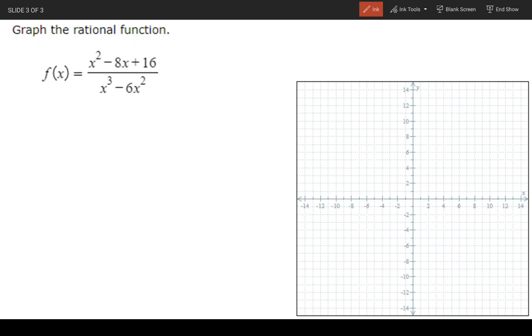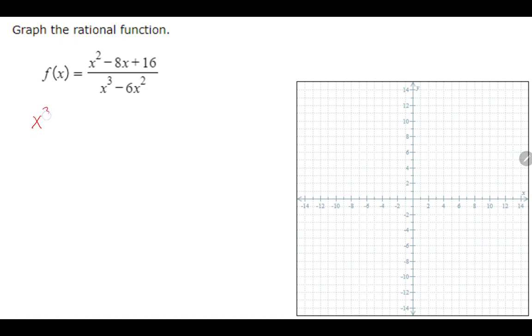To find my vertical asymptotes, I focus just on my denominator and say x cubed minus 6x squared is equal to 0. The best way to handle this one is going to be to factor it. That's usually the case. I will factor out an x squared. So that leaves me with x minus 6 equal to 0. So that means x squared equals 0. And x minus 6 equals 0.